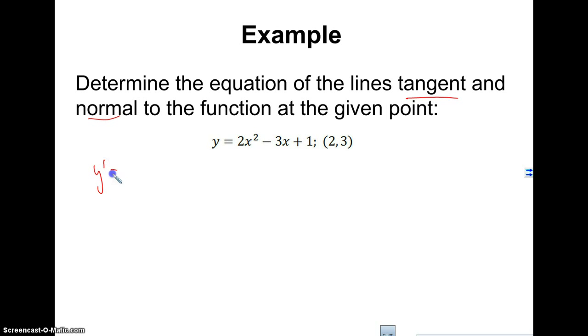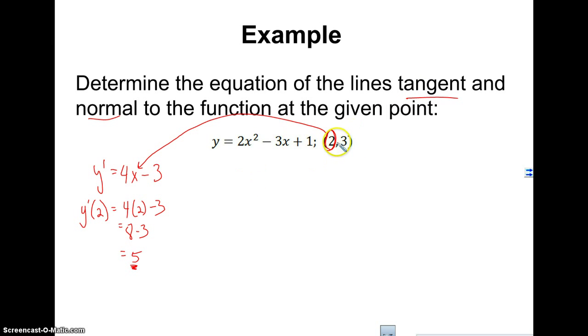The first thing we do is find the derivative, y prime. We're going to use the power rule, so 2 times 4x, subtracting 1 from the power, minus the derivative here, which is 3, and the derivative of 1 is 0. So this is my derivative, and I'm going to plug in x equals 2. Let me make it clear that I'm not putting it in the power here. y prime of 2 is equal to 4 times 2 minus 3, which is 8 minus 3, which is 5. So this is my slope of the tangent line.